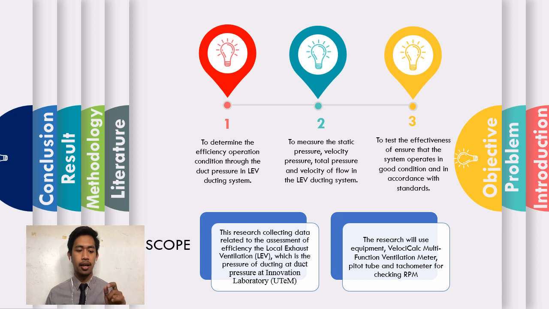And then we have two scopes. One is that this research collects data related to the assessment of the efficiency of the LV system. The other is that this research will use a Velocicalc multifunction ventilation meter, a pitot tube, and also a tachometer for checking RPM.